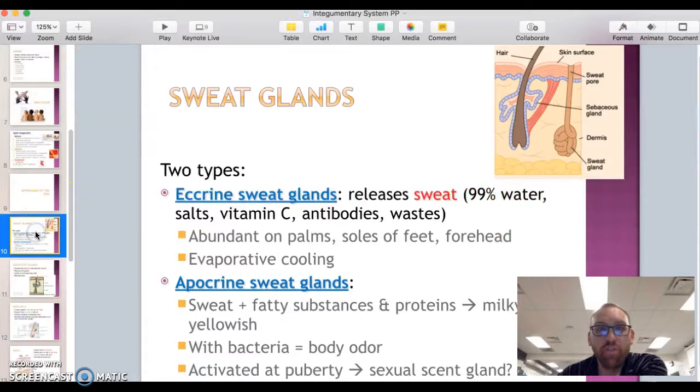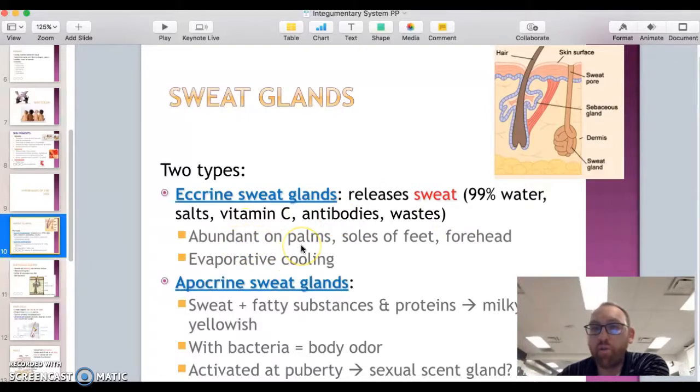Okay, so number 5, where are the appendages of the skin located? What layer? The appendages are all these things that are found in the dermis. Things like your sweat glands, and you actually have 2 different types of sweat glands. For the sake of this class, the main thing to understand is sweat glands, but some kids find this interesting, which is your eccrine sweat glands. They release sweat, which is mostly water, salts, vitamin C, and antibodies.